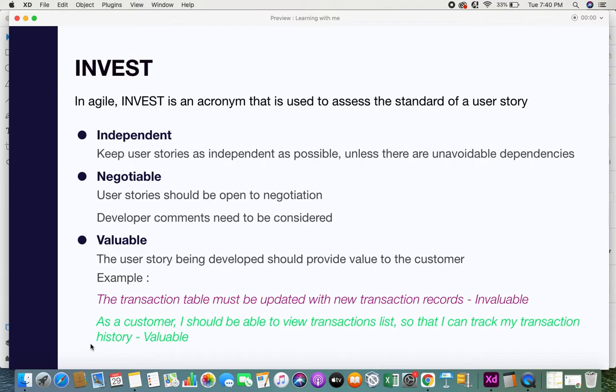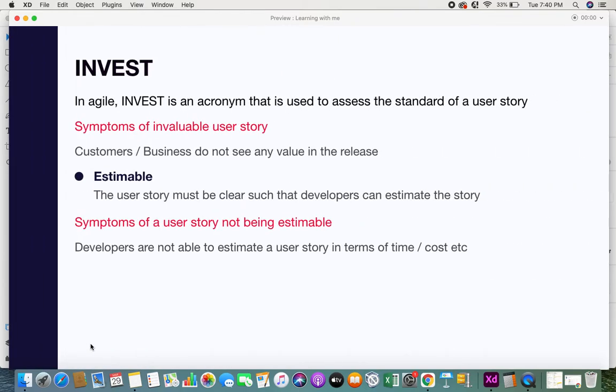So always make sure that the user stories you develop are valuable enough. What are the symptoms you can observe to say that your user story is not providing value? One is that the customers or the business do not see any value in the release. In Agile, you're providing constant releases to customers, but if the customers keep getting a release that does not solve their problems or ease their pain, then there's no value.